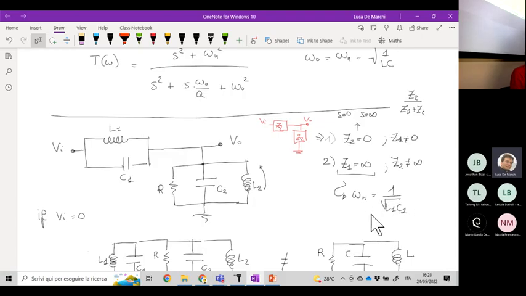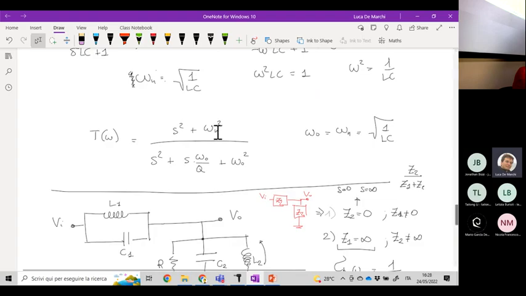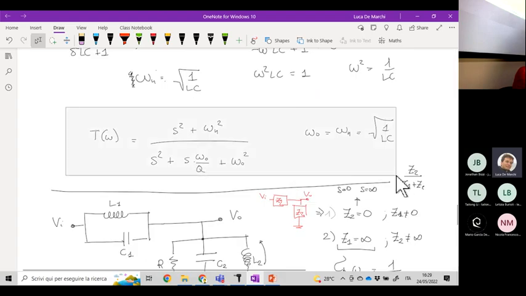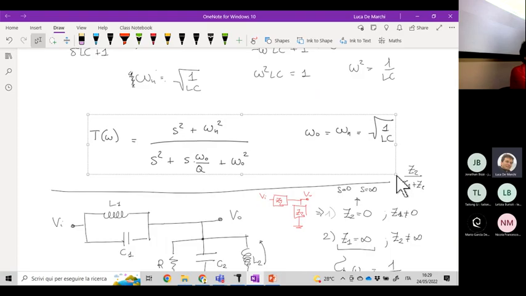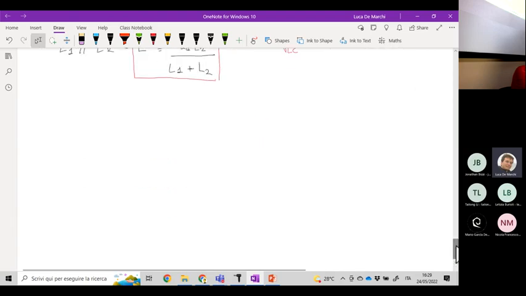And we have two roots indeed, just like before. So the expression of the transfer function is the same. The only difference is that in the previous case, omega 0 was equal to omega n.